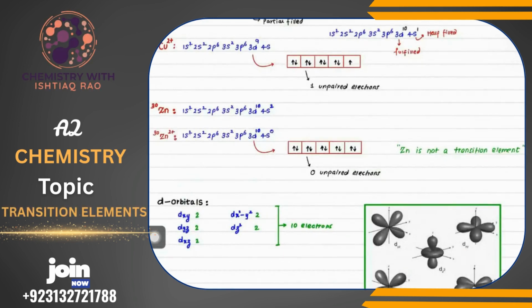And that's the reason in every configuration, whenever we see s and d orbitals, we write the 3d orbital first and then the 4s orbital. And that's it. Okay, it's quite clear, right?